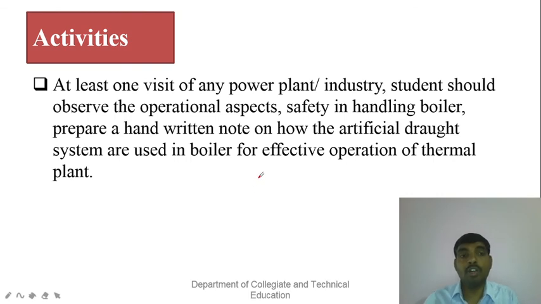So students, I am giving you an activity: visit a nearby power plant or industry, try to understand the operational aspects and safety procedures used in the boiler, and prepare a handwritten note on how the artificial draft systems are used in the boiler for effective operation of a thermal plant. So how these draft systems are applicable and how they function in the power plant, you will get to know those concepts. For that purpose, you prepare a handwritten note. Before that, you have to visit the plant for this activity.